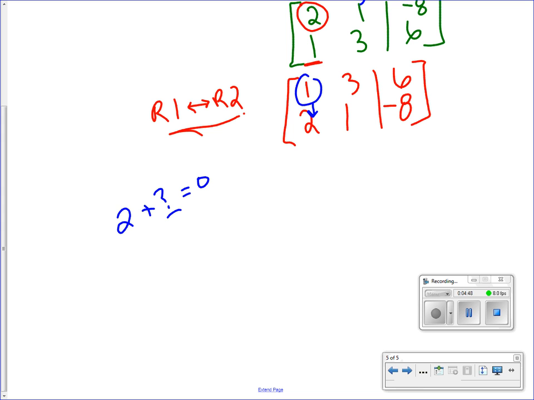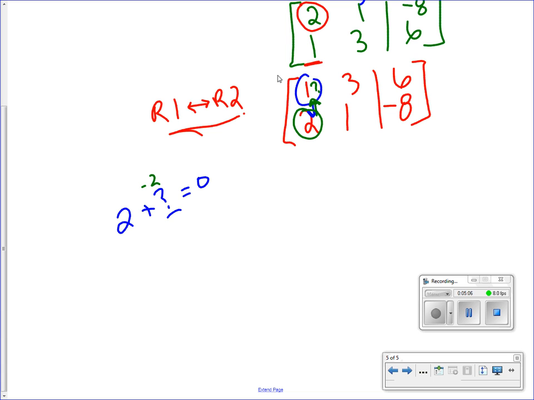What do I add to 2 to be 0? I hope you see that I want this to be a negative 2. The negative 2 that I want has to come from the same column. So here's 2. I want to add negative 2. So the only other place I can go is here.